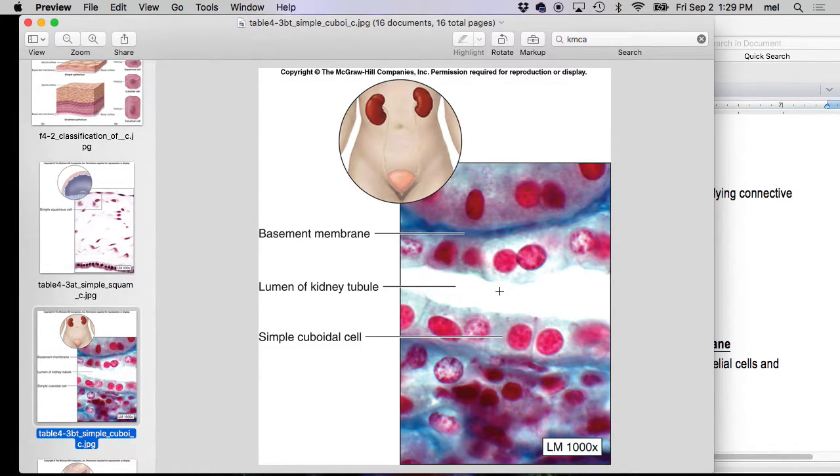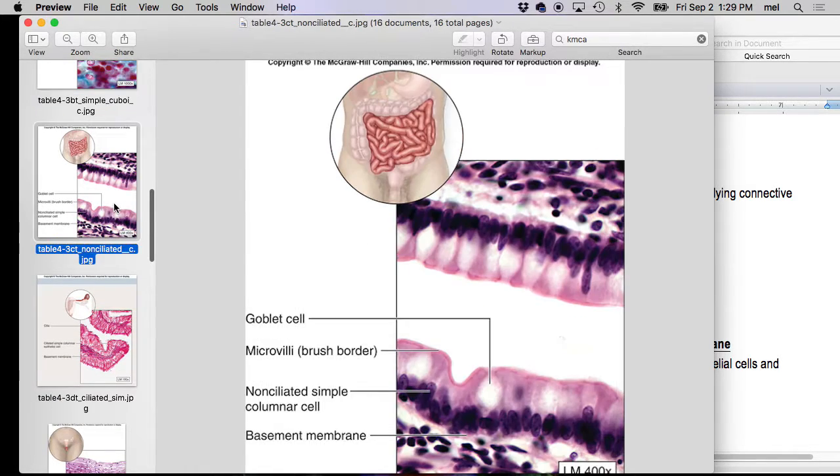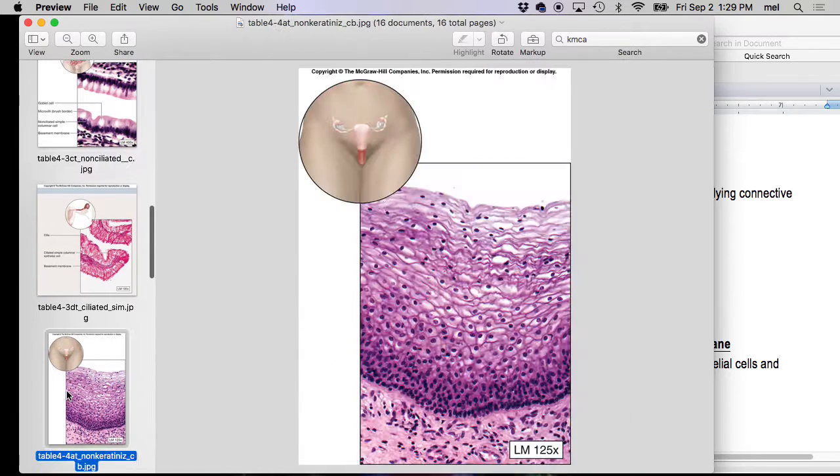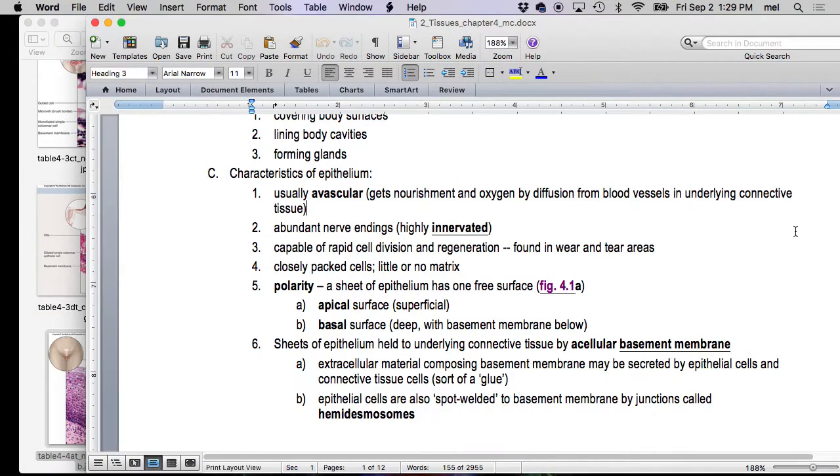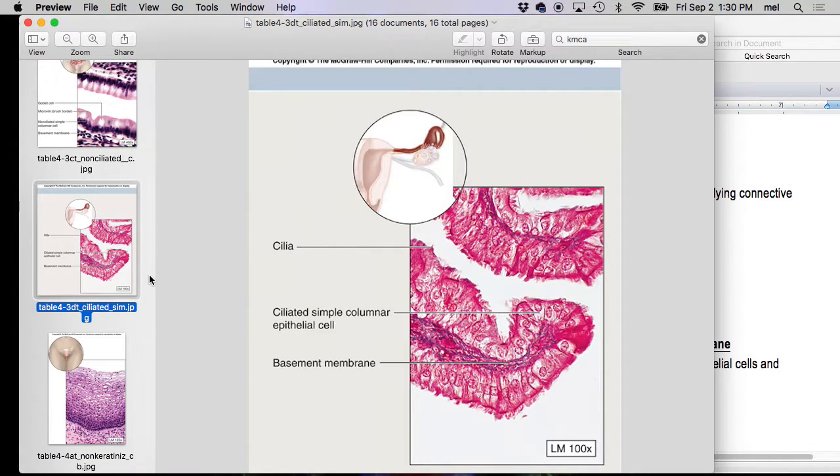So you can see it here, right? You can also see it here. The cells are smashed right up against one another. There's no room for matrix. This is also an epithelial tissue, a different type that we'll talk about in a second. And the cells are right next to one another. Okay, so there is really no room for much of anything between the cells. They're closely packed, little or no matrix, which brings us to another idea.